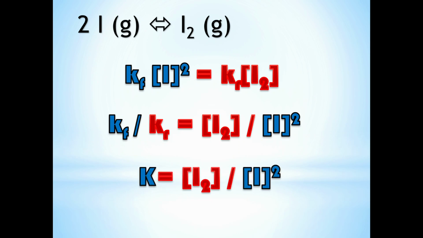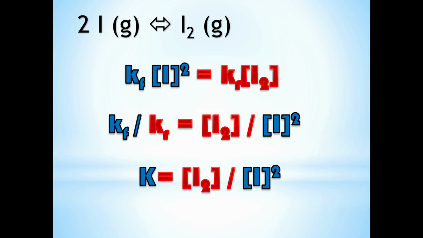KF over KR is a new constant. K, rate constant, is a small k. We've run out of letters in the alphabet, in our alphabet, in the Greek alphabet. So we have to use the same letter over and over.